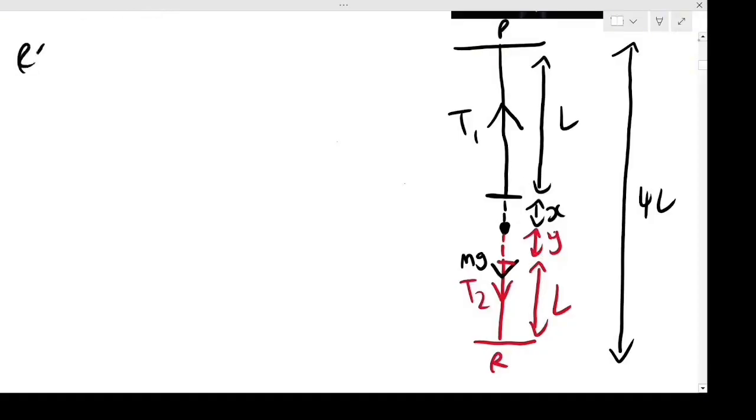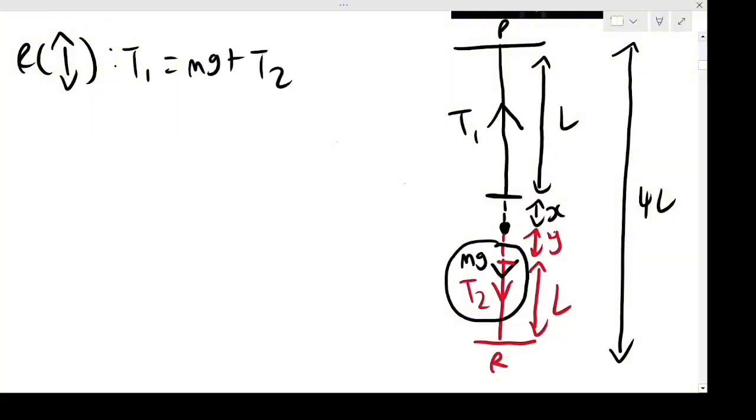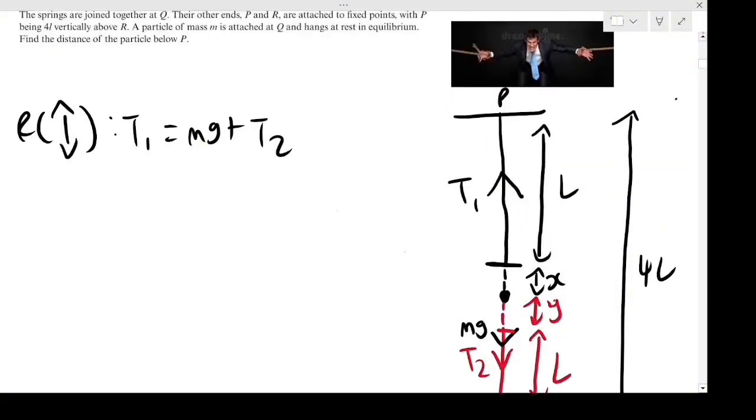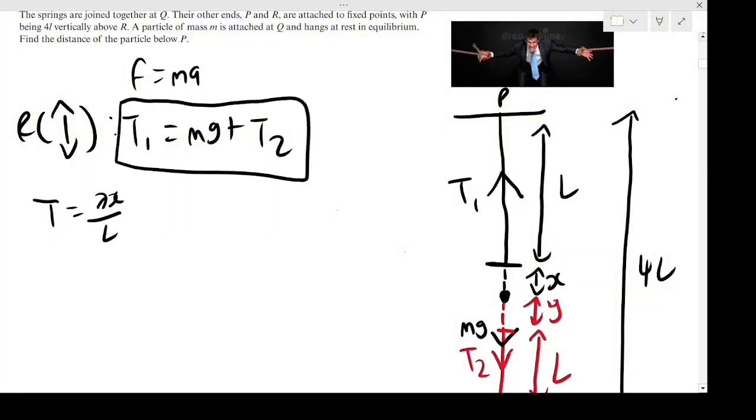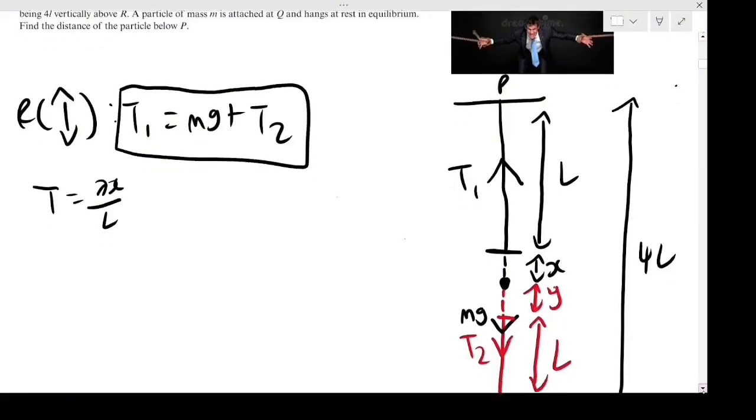So firstly, what I can do now is resolve up and down. Well, I've got my tension T1 upwards. That's going to equal the downward forces, which is the weight mg, add on the tension T2. That's from F equals ma. Now, what I can also do is use Hooke's law, so T equals lambda x over L. I'll box this. I can use Hooke's law for the black and the red string separately.